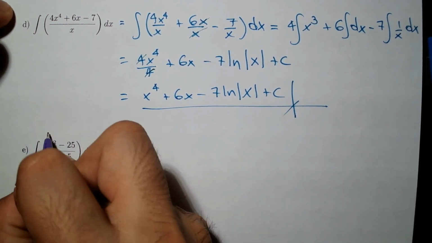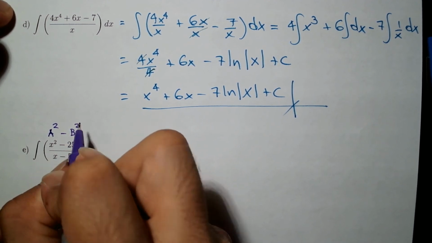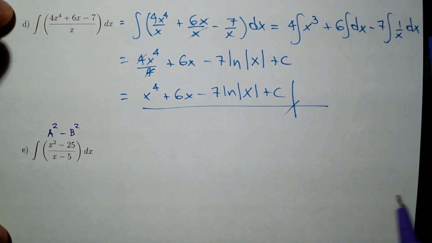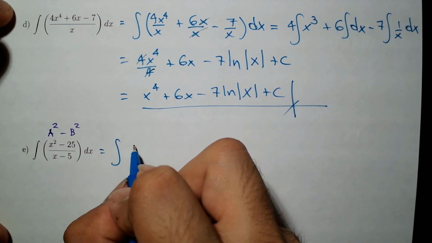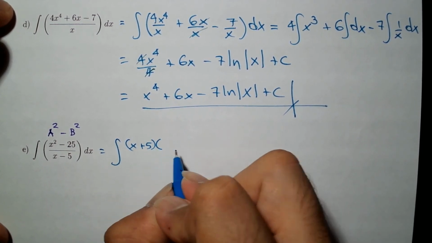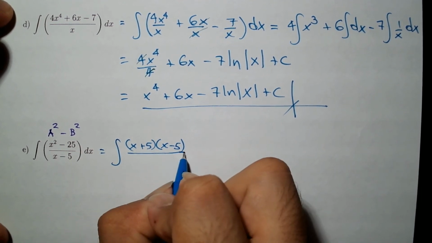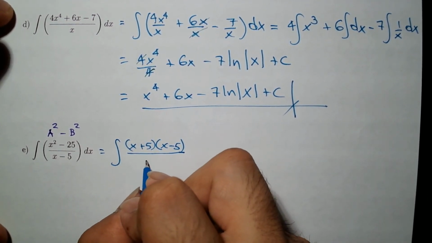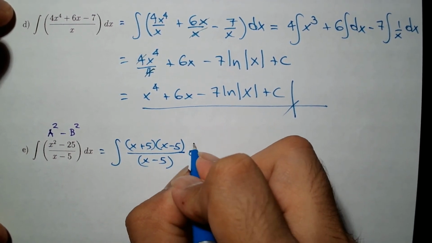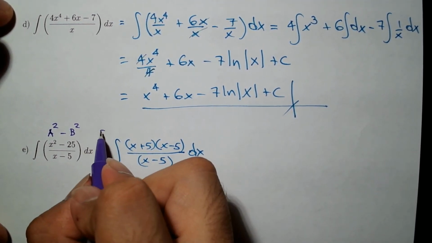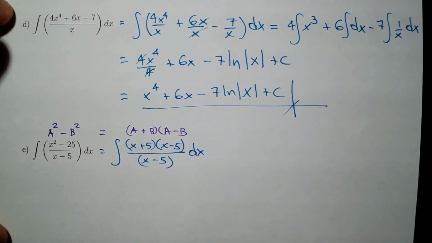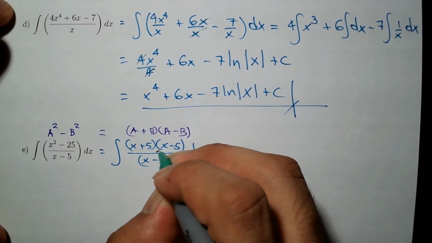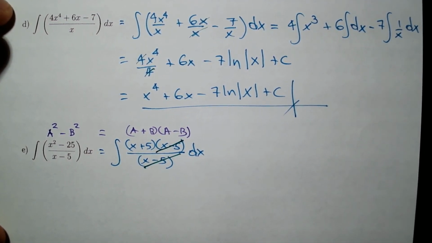Maybe you see the form right here, a squared minus b squared, which is the difference of squares. So that's what I'm going to do, factor the difference of squares. So I'm going to have the integral of x plus 5 times x minus 5, and just bring the x minus 5 that we had from before. Notice how we are using the form a plus b times a minus b. And notice something interesting as well. Notice how we can cancel x minus 5 with x minus 5. Those simply go away.